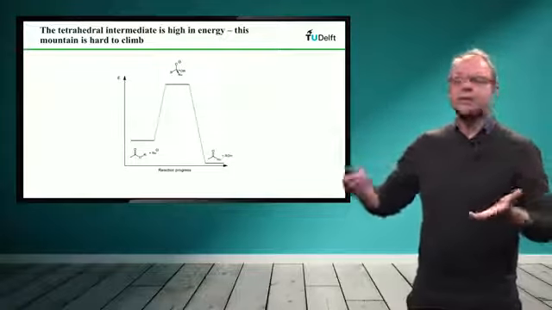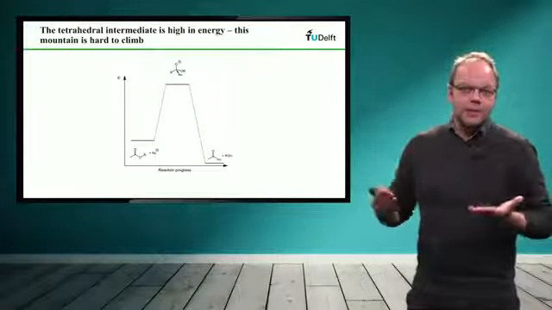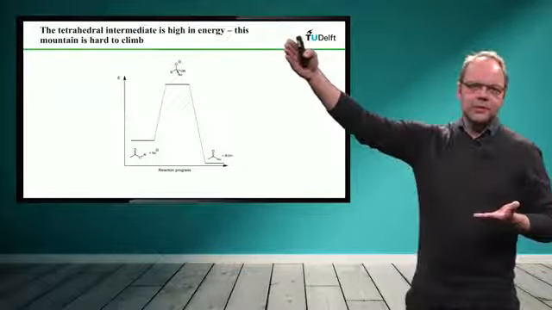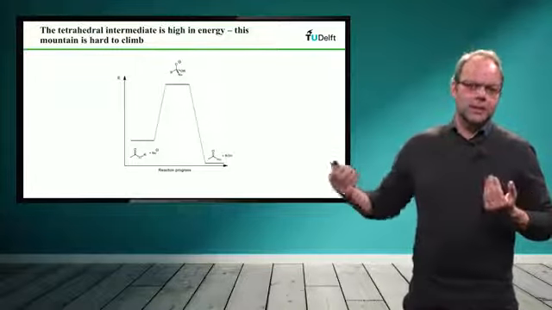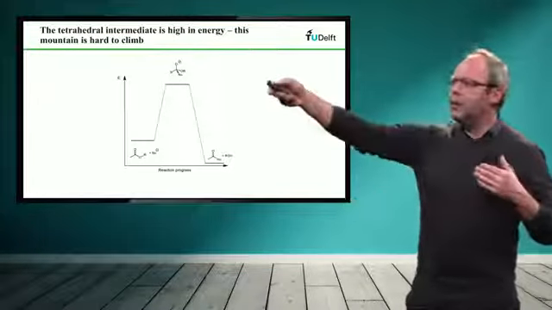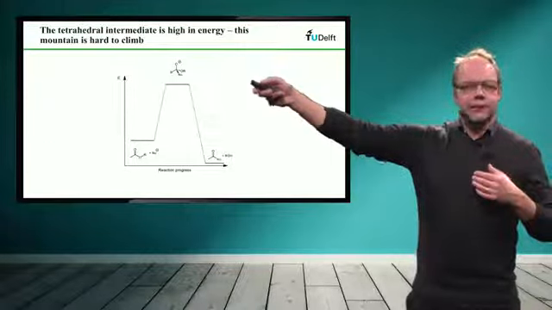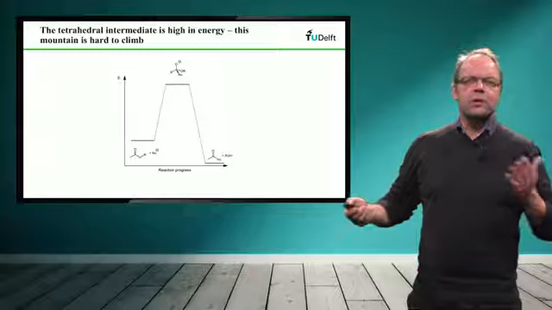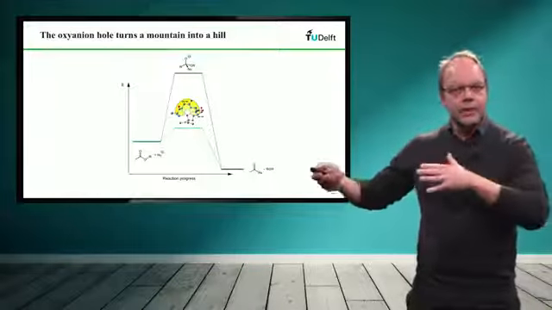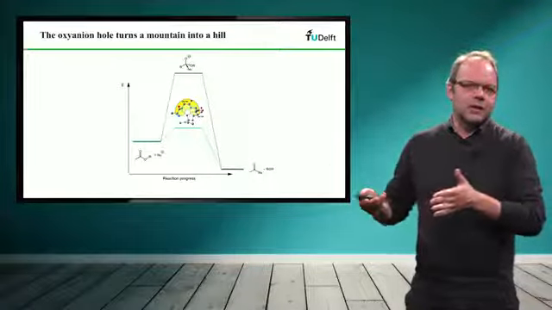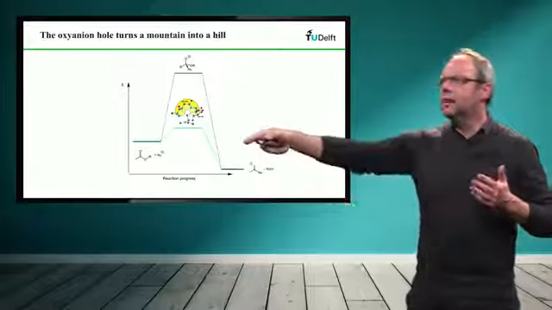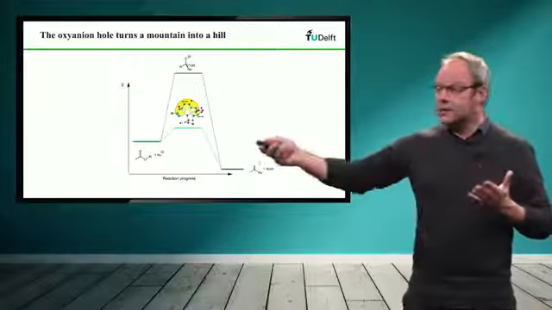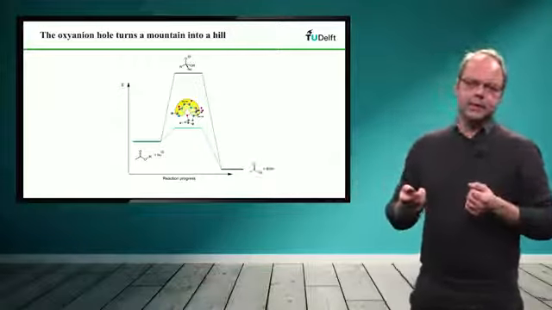And you can imagine yourself climbing a mountain takes time, it's very slow. So if you have a huge mountain to climb, the reaction will be rather slow. So if we find a way to reduce the energy of this intermediate, then we can reduce the height of the mountain and we transform it basically into a hill. And climbing a hill is much easier than climbing a mountain. So you can imagine that this reaction will be much faster. And that is what the serine hydrolases actually do.